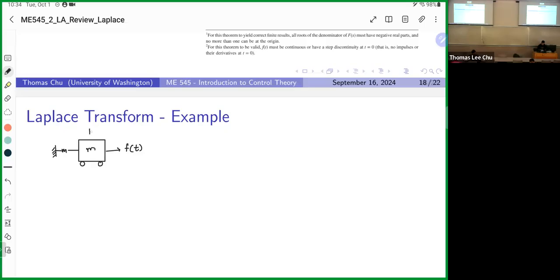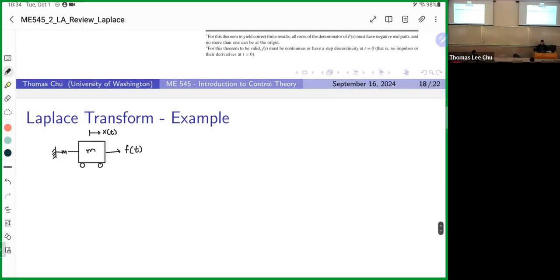Okay, we're going to define going right as positive. And in this case, when I draw this arrow with x of t, that means I want to track the position of this mass. So if I apply a force F of t to this mass, I want to predict where its position is going to be.